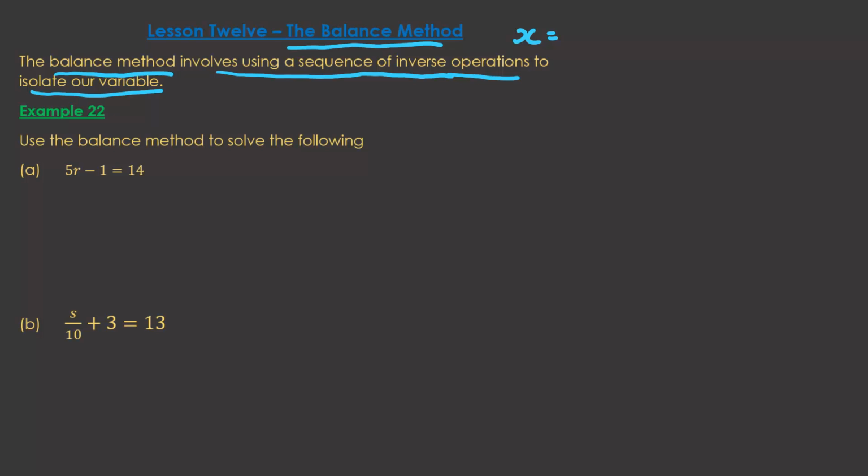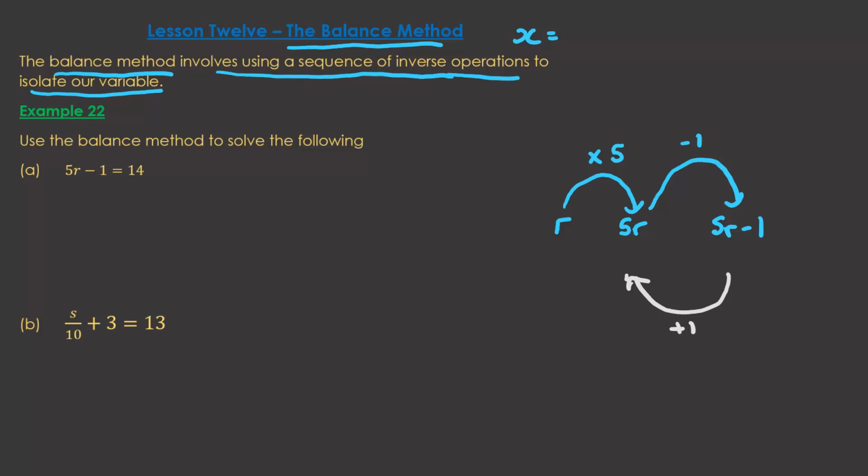So if we remember the flowchart for A, we start with the R. The first thing that happens to that R is it gets multiplied by 5, giving us 5R. The next thing that happens is that we subtract 1, giving us 5R minus 1. The reverse path is to add 1 and then divide by 5. And that gives us the sequence of inverse operations that we can use to solve by the balance method.